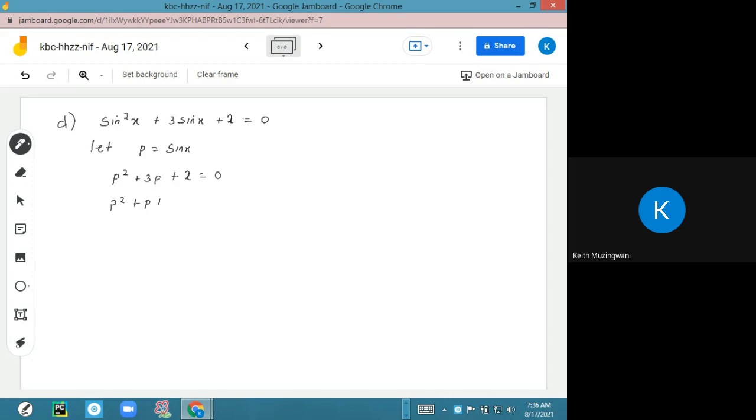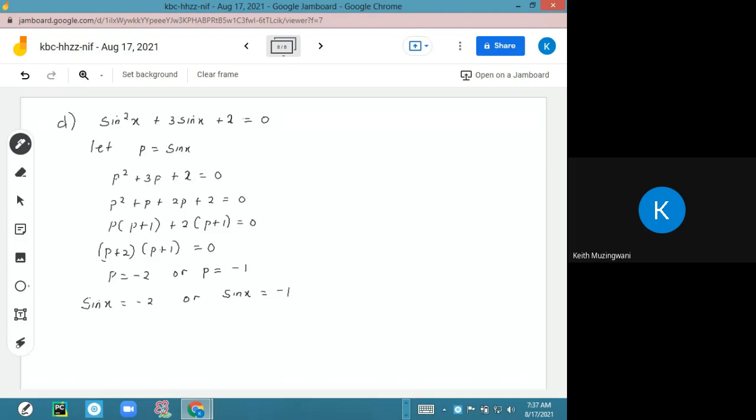So we'll have p squared plus p plus 2p plus 2 is equal to 0. And then we'll have p times p plus 1 plus 2 times p plus 1 is equal to 0. So we'll have p plus 2 and p plus 1 is equal to 0. So p is negative 2 or p is equal to negative 1. So sine x is equal to negative 2 or sine x is equal to negative 1.